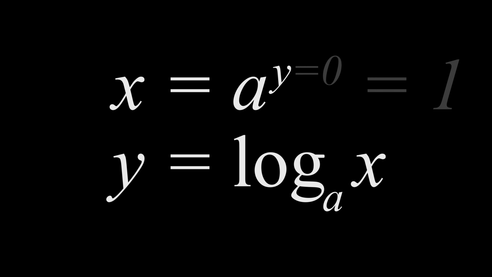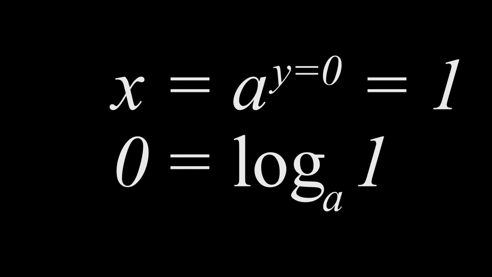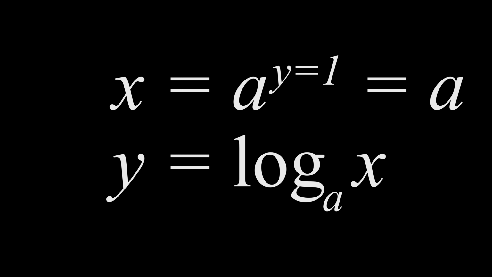Instead of trying to figure out the y for x equals 0, let's figure out the x for y equals 0. If we raise any invertible a to y equals 0, we get x equals 1. If we invert it, we get the logarithm of 1 at any base a is 0. Similarly, we can figure out the x for y equals 1. In this case, however, the result depends on the value of a. The a raised to the power of 1 is still the a. Inverting that, we get the logarithm of a, where the base is a is 1.